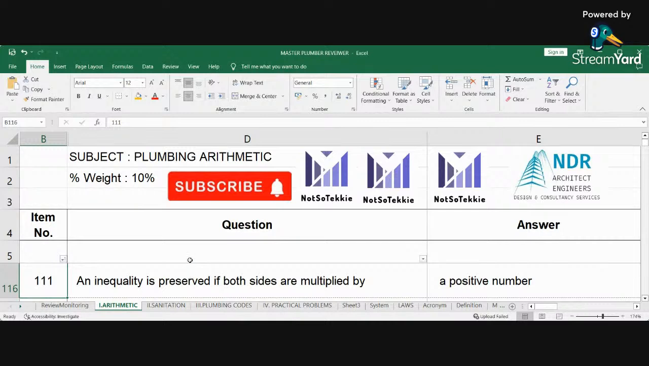111. Inequality is preserved if both sides are multiplied by a positive number. The answer is positive number.